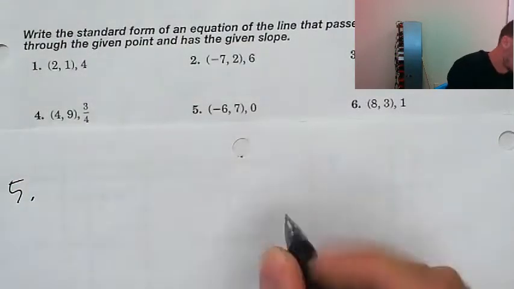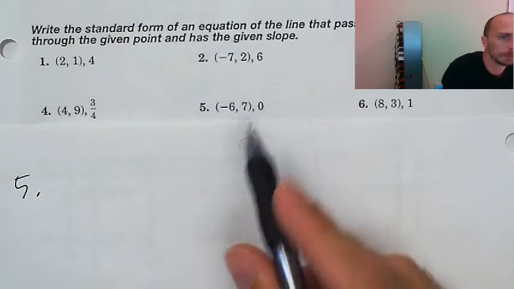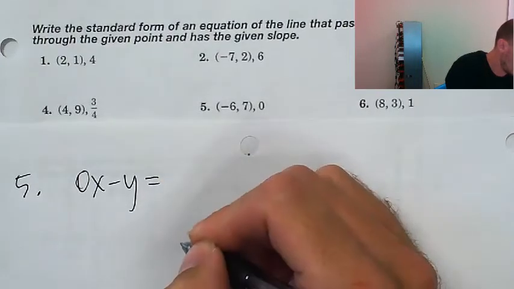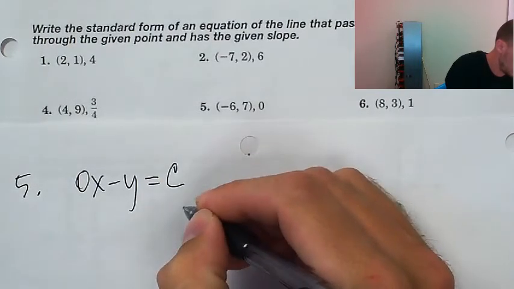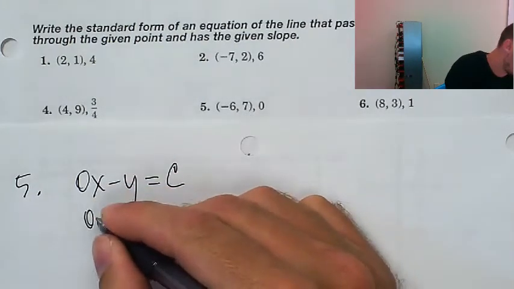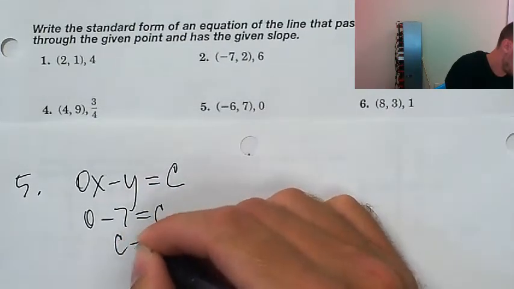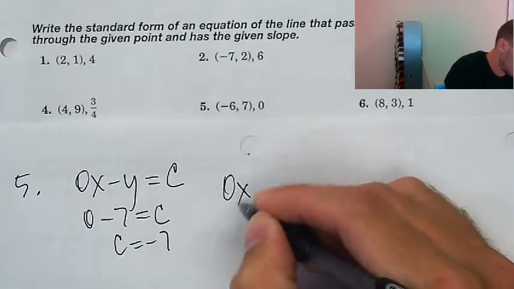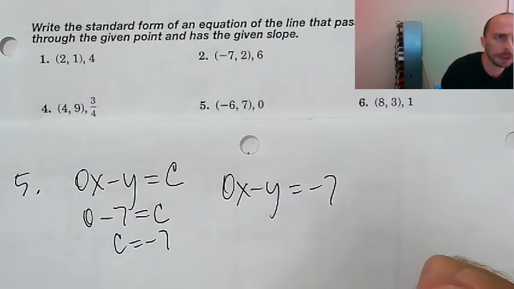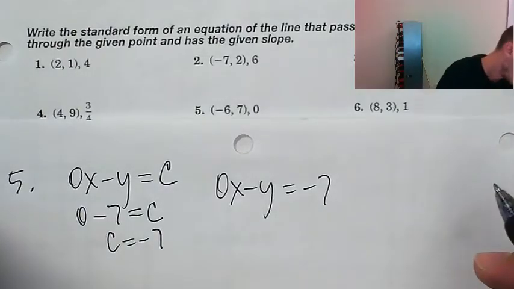Number 5. Negative 6 and 7 with a slope of 0. So 0x minus y equals c. X equals negative 6, y equals 7. Wait, yeah, 0 minus 7 equals c. C equals negative 7. Okay, I guess that's 0x minus y equals negative 7. That's a weird way to write that equation. I think I'll just write it as y equals 7. But, okay, I guess that's standard form.